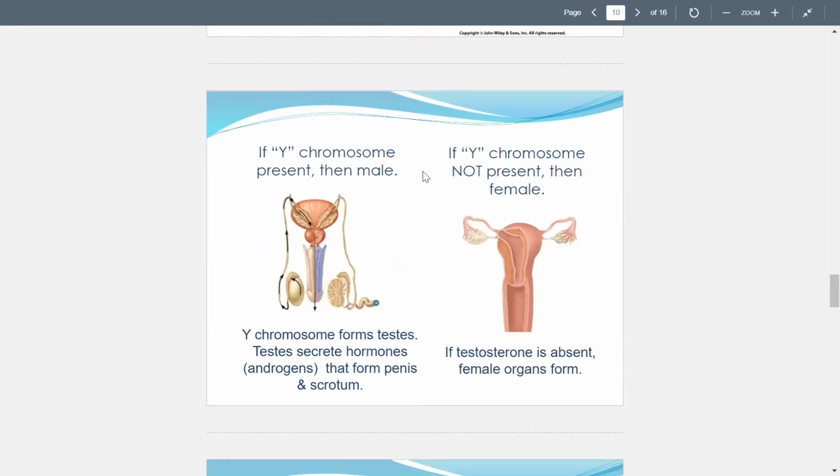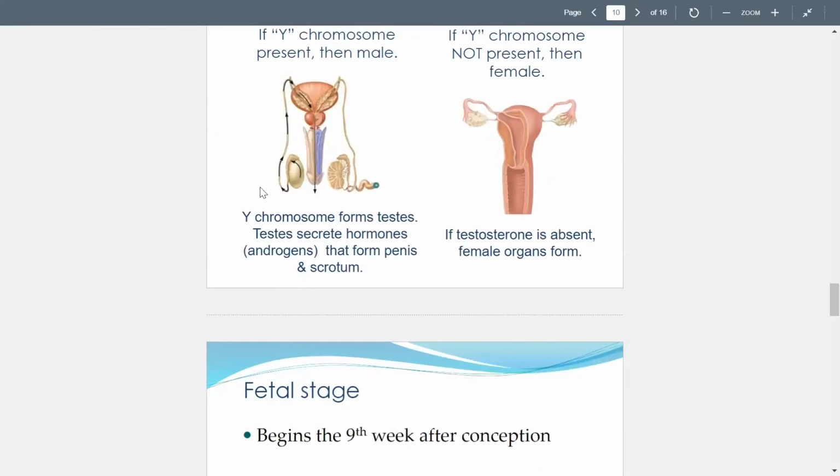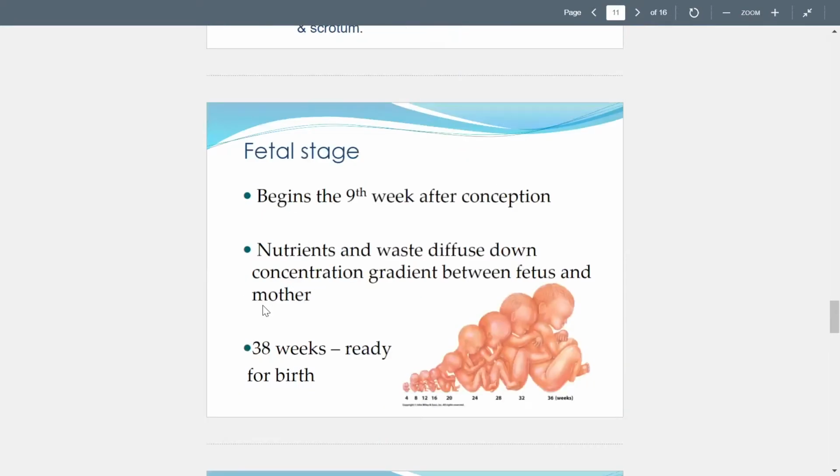So if the Y chromosome is present, then male. If the Y chromosome is not present, then female. I don't know if she went over this, but the 2 chromosomes that the female has are X and X. So if there's no Y, then it's female, and it means that testosterone is absent, and then the female organs are formed. The male is XY chromosomes, right? So the Y chromosome forms testes, and then the testes secrete the hormones, the androgens, which we'll go over later, which form the penis and the scrotum.